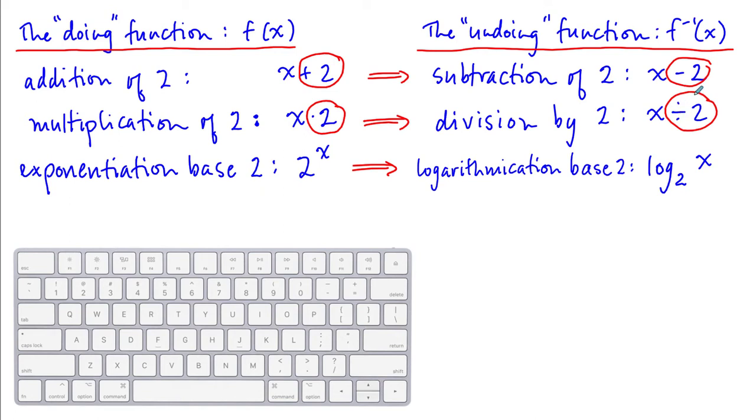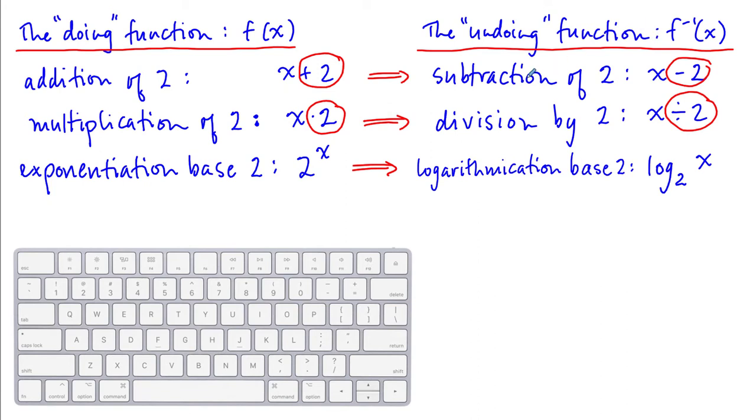When we say something like exponentiation base 2, that means that the x, which is the input of the function, becomes the exponent on the base of 2. And the inverse of exponentiation base 2 is logarithmication base 2. Notice that all of these words end in the sound shun.